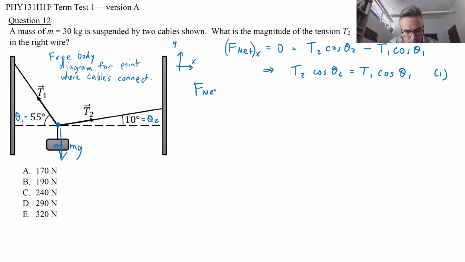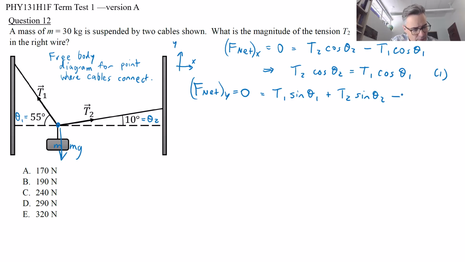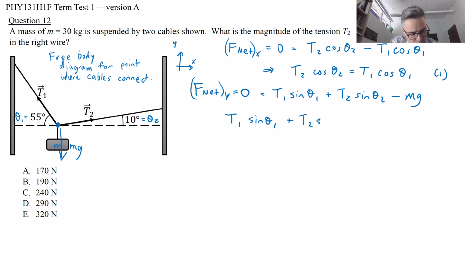Also, the net force in the y direction is equal to 0, and that's going to be T1 sine theta 1 plus T2 sine theta 2. Those are the 2 upward components of the cables. And then the downward force on that point is just mg. And so that means T1 sine theta 1 plus T2 sine theta 2 equals mg. And call that equation 2.